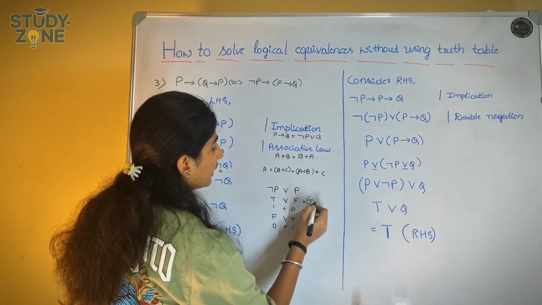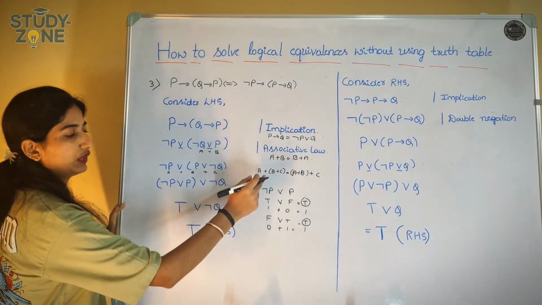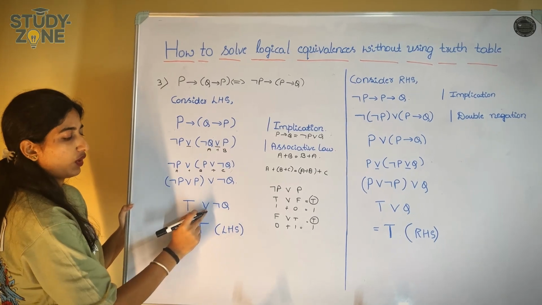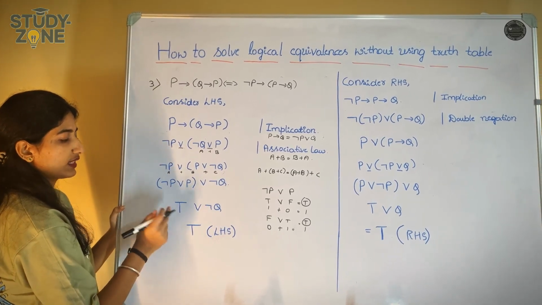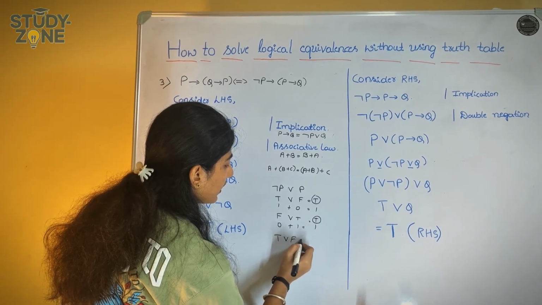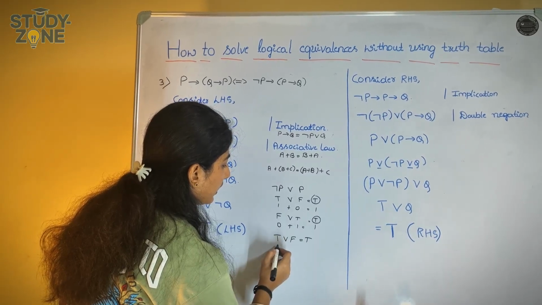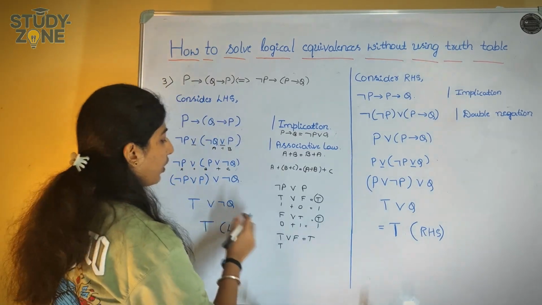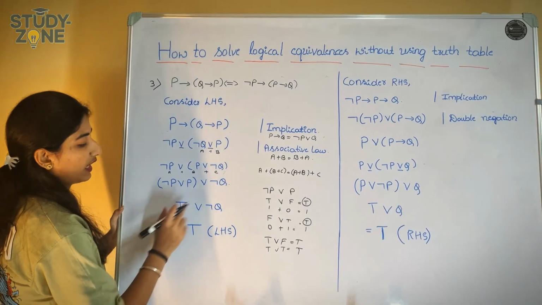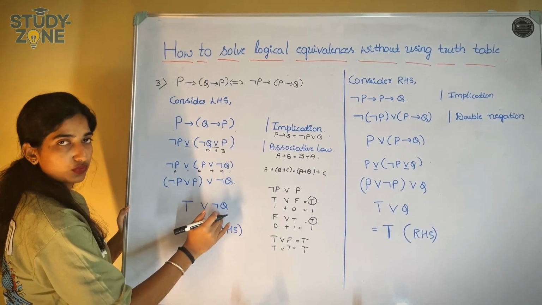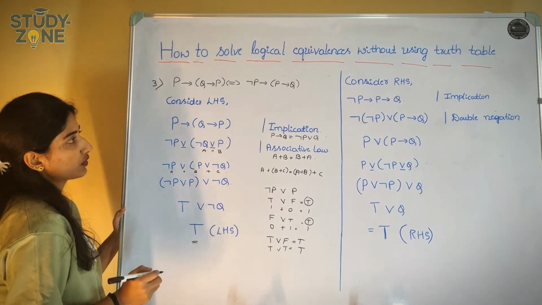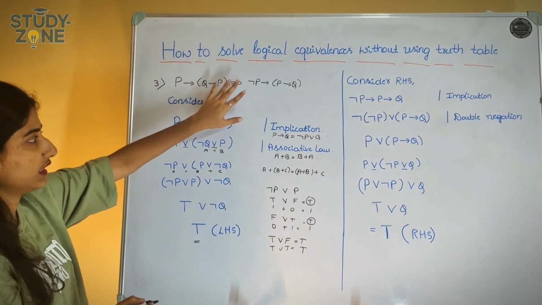So if we substitute any value in not P or P, the result will be true. So true or not Q. Same thing: true or false will be equal to true. If I take true or true, then also it will be true. So anything that is added to true will be true. So our LHS is true. So here we didn't get the solution we want.